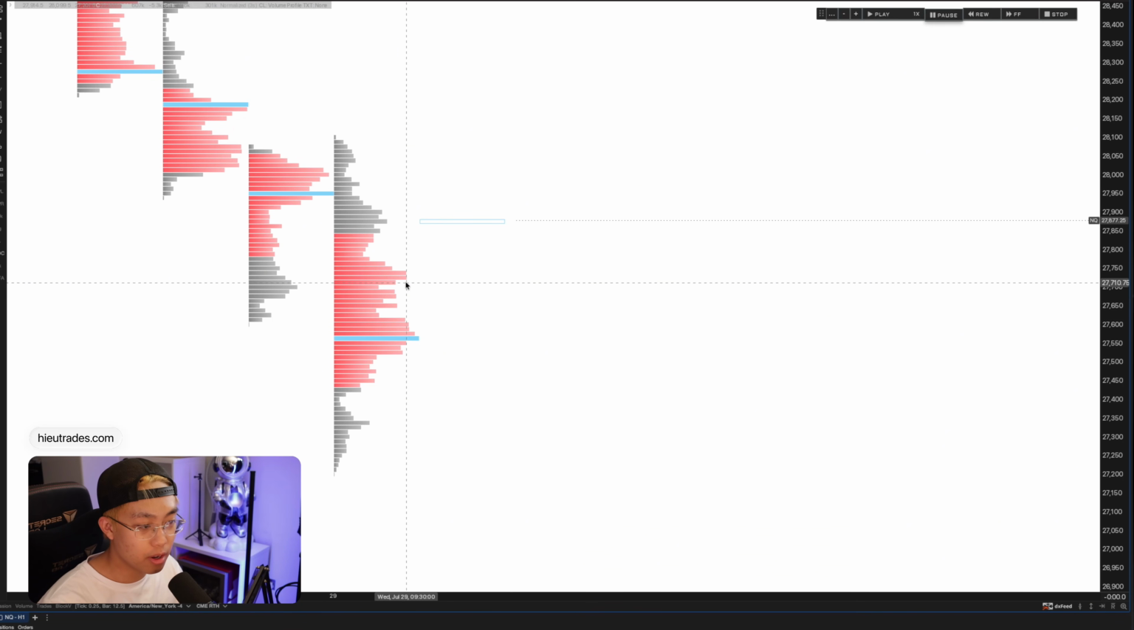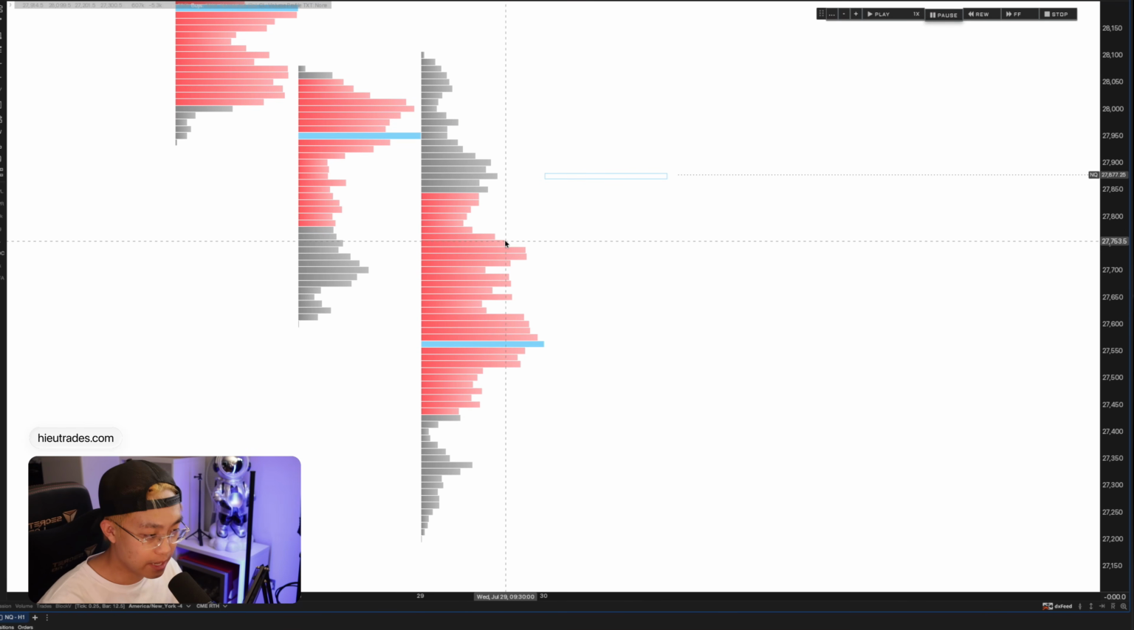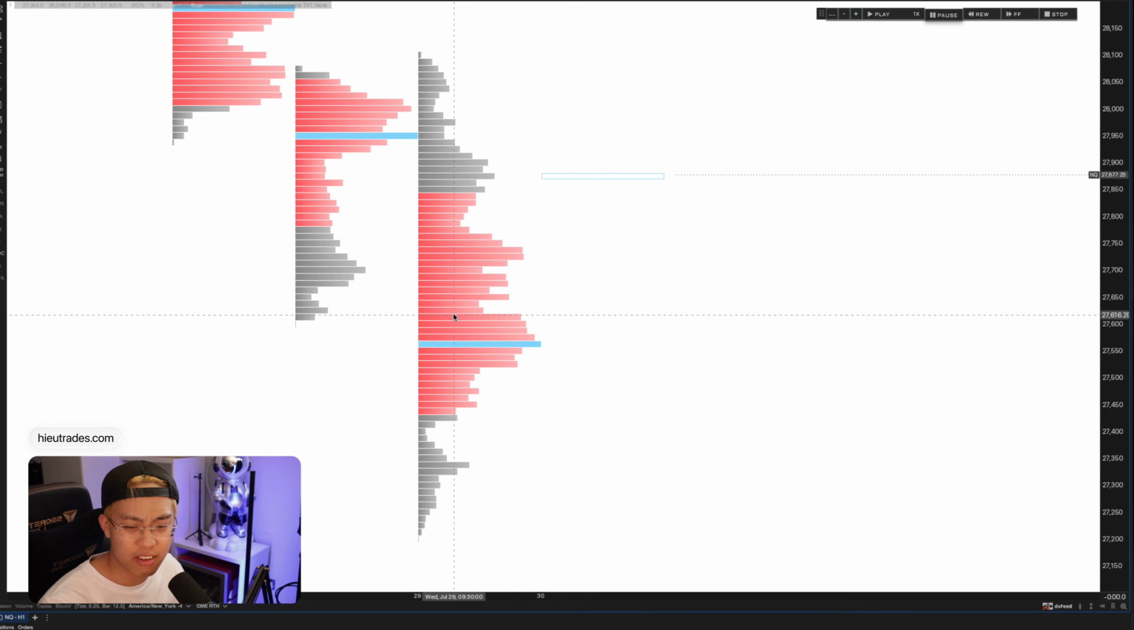So for those who are unfamiliar with what a volume profile looks like, this is exactly it right here. The longer the bar, right, each bar represents how many transactions were facilitated at each individual level, and this is dependent on your ticks per row. So right now, my ticks per row is 50 ticks, so 50 divided by 4 is 12.5. Each bar represents 12.5 points, right?